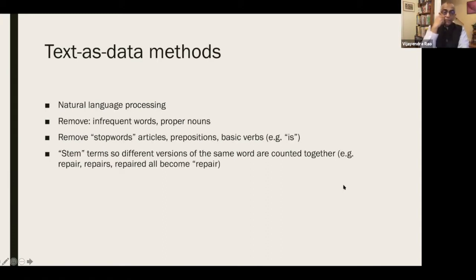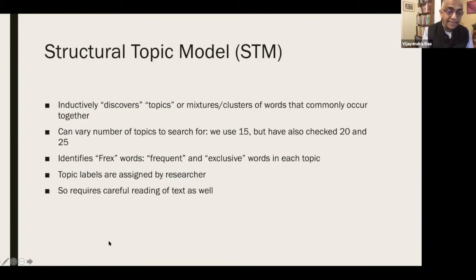Now, we're using natural language processing methods, which means that we have to clean the data, which means taking away strange words, infrequent words, proper nouns, and so on, and removing what are called stop words, prepositions and basic verbs, which don't have information content in the analysis. And then we have to stem words, so the word repair, whether it's repair or repairs or repaired, all become repair. Otherwise, the computer gets confused and starts treating them as different. So that helps analyze the data.